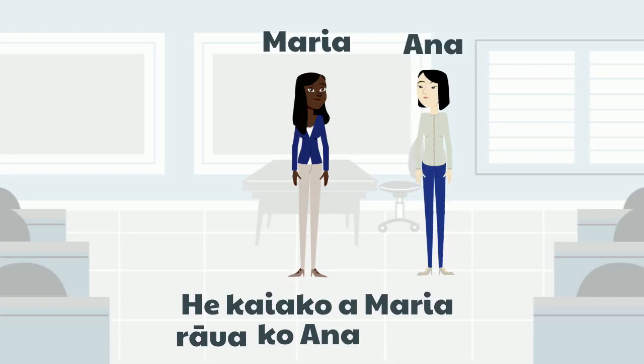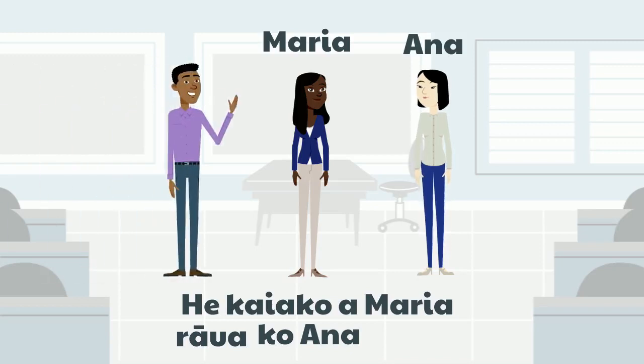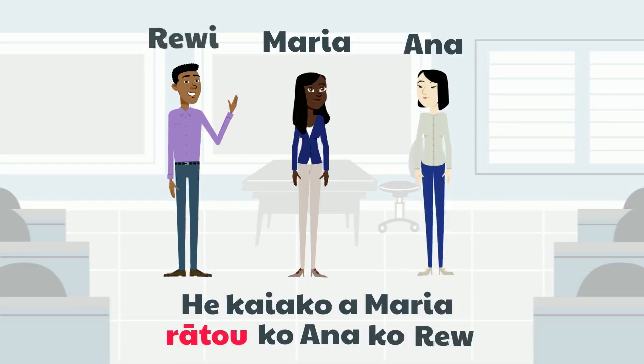To speak about even more people, the first thing that we have to do is change rāua to rātou to show that we're speaking about more than two people in total. To add the other names, we continue with ko and each name. He kaiako a Maria rātou ko Anna ko Rewi. Maria, Anna and Rewi are teachers.